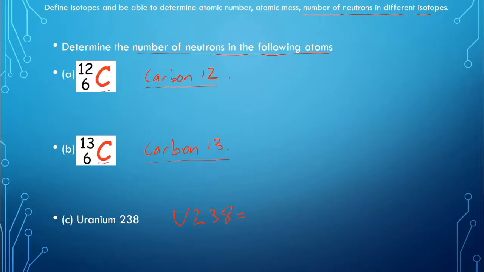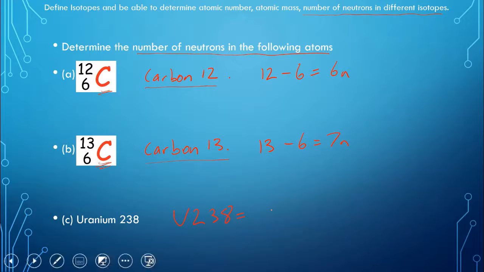All right, carbon 12: mass number minus atomic number gives us 6 neutrons in a carbon 12 isotope. Carbon 13: our mass number 13 minus atomic number of 6 gives us 7 neutrons. So the only difference between carbon 12 and carbon 13 is 1 more neutron in the nucleus in carbon 13.